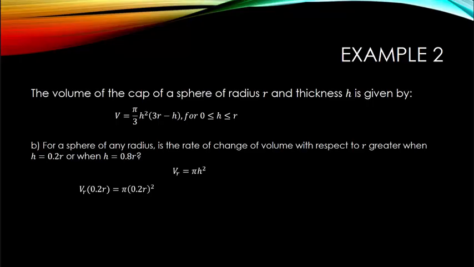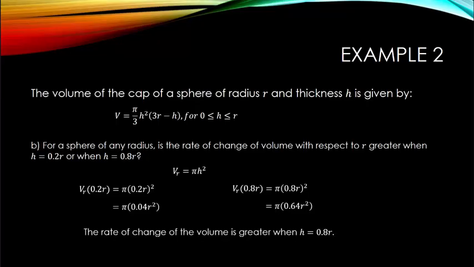So Vr evaluated at 0.2r gives me pi times (0.2r) squared, which is equal to pi times 0.04 r squared. And then Vr evaluated at 0.8r gives me pi times (0.8r) squared, which simplifies to pi times 0.64 r squared. Pi times 0.64 r squared is greater than pi times 0.04 r squared, so the rate of change of the volume is greater when h is 0.8r.